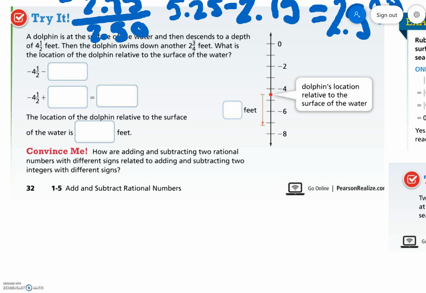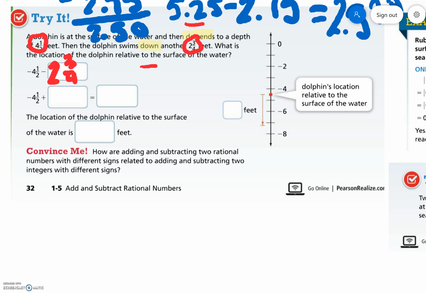A dolphin is at the surface of the water and then descends to a depth of 4.5 feet. Then the dolphin swims down another 2 3/4 feet. What is the location of the dolphin relative to the surface of the water? So descend, is that going to be positive or negative? Negative. And swimming down, are we going to be adding or subtracting? Subtracting, good. So we have negative 4 1/2 minus 2 3/4.